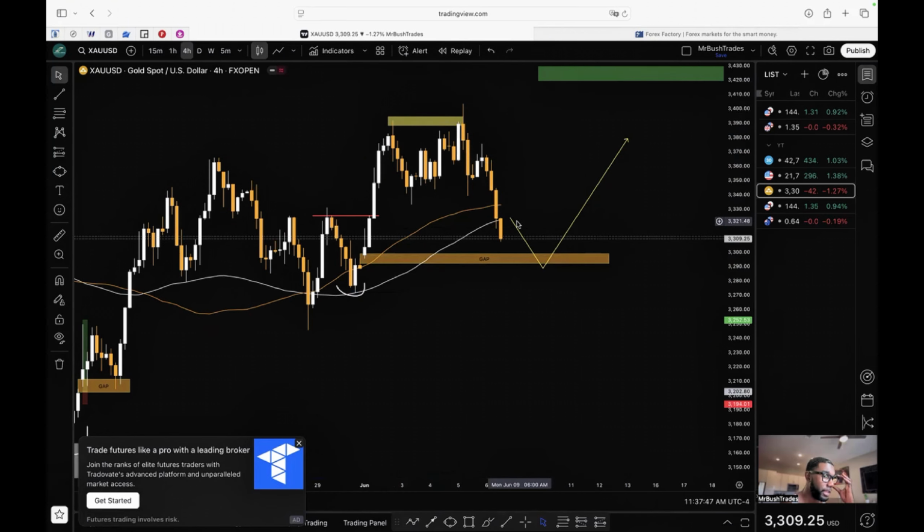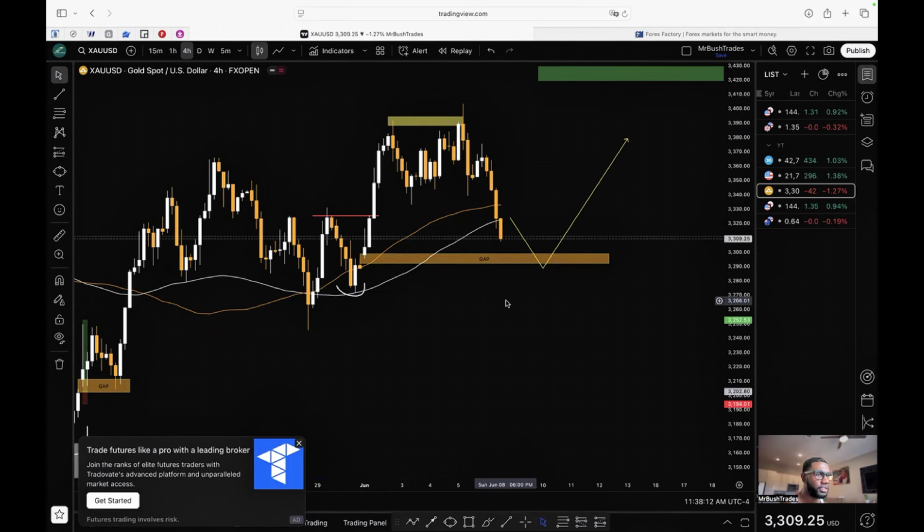So we're anticipating and we're looking for a body close below this gap. And then we're looking for a bullish candle on the H4 time frame to establish a support in the market. Then we can just wait it out and see if price is going to shift structure on a smaller time frame to continue bullish, right? And that is what we are waiting for right now on gold.